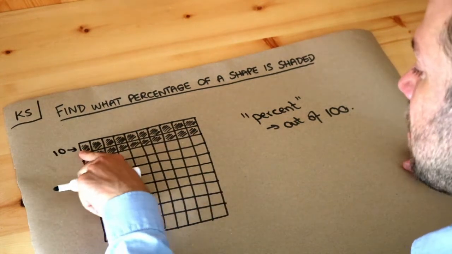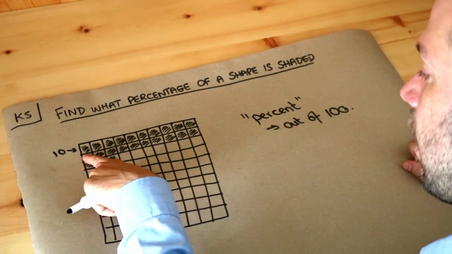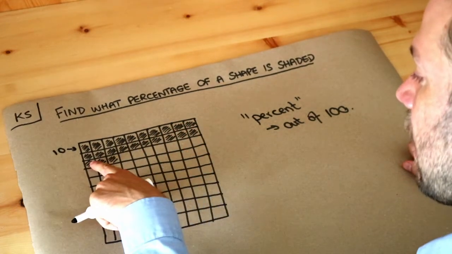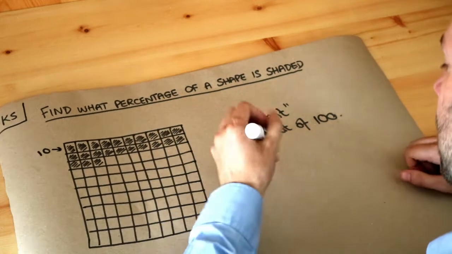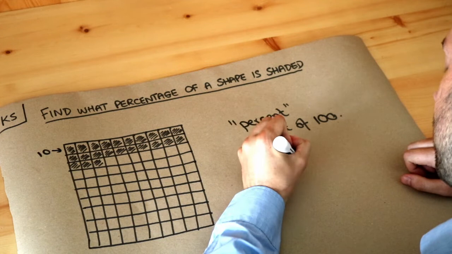Well, each row is 10 squares, 1, 2, 3, 4, 5, 6, 7, 8, 9, 10. So we've got 10 here, and then another 10, so that's 20, and then 1, 2, 3, so it's 23. And the way we write that is 23%.